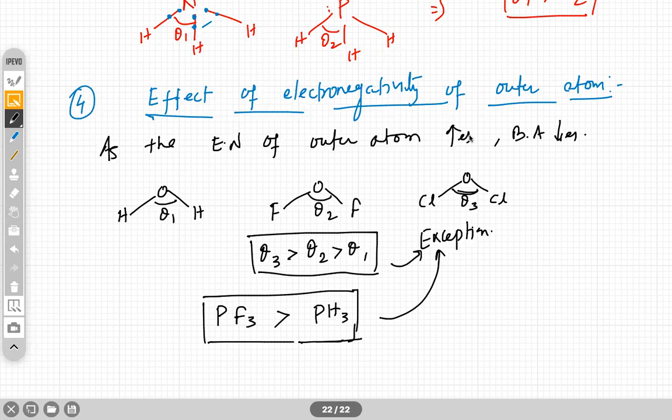Yes, ideally it should be fluorine should be least, then chlorine, and then H. But it is other way actually. Double bond will have the more preference. When you have a double bond present, so we just simply consider the bond pair repulsion.